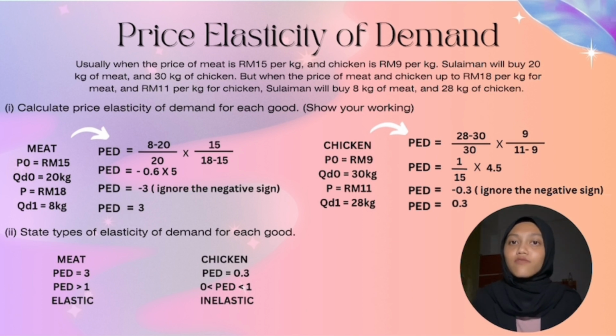So, the type of elasticity of demand for chicken is inelastic. Demand is not very responsive to the price changes. A change in the price of the good causes a smaller percentage change in quantity demanded. As price increases by 4.5%, the quantity demanded for chicken will decrease by 0.3%.